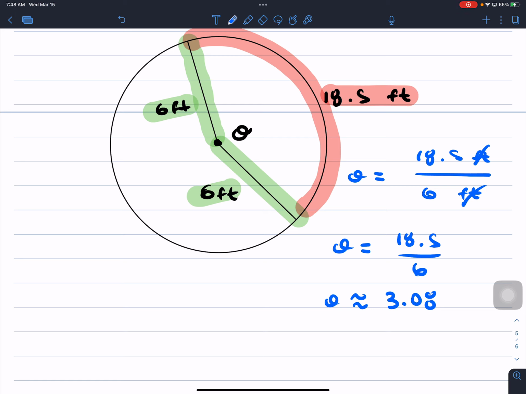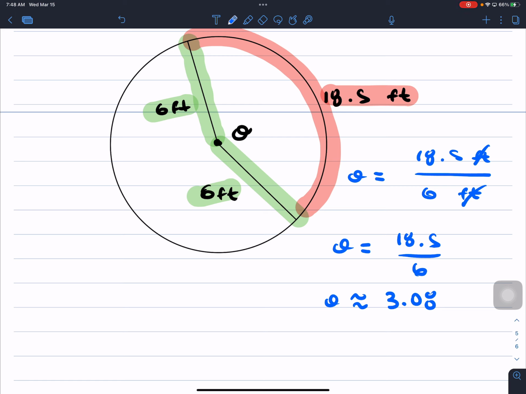You guys see the point? That's an extremely fine detail, but it's an important detail. That the angle they gave you, or the angle you got because the feet canceled, is a real number. That means your angle is a radian measure. It's not degrees. This is not in degrees.